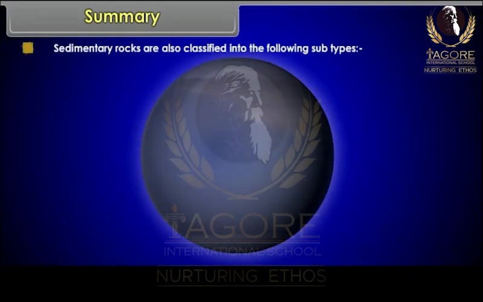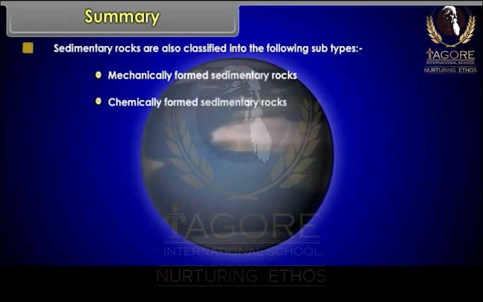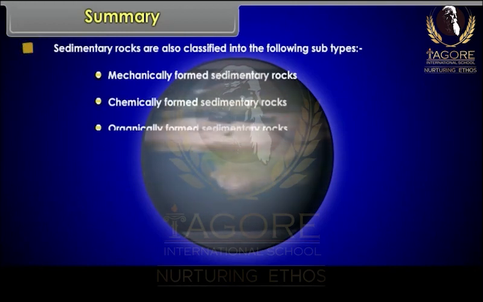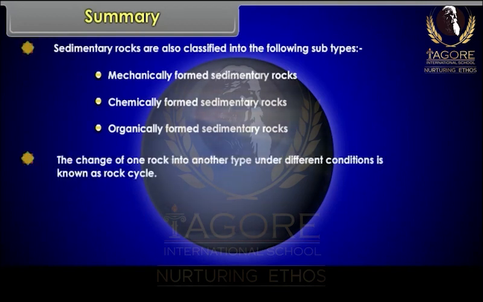Sedimentary rocks are also classified into the following subtypes: mechanically formed sedimentary rocks, chemically formed sedimentary rocks, organically formed sedimentary rocks. The change of one rock into another type under different conditions is known as rock cycle.